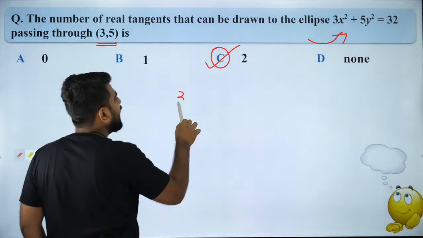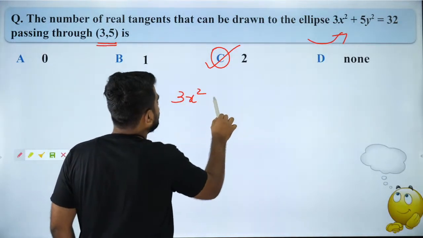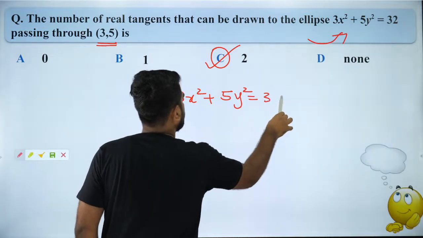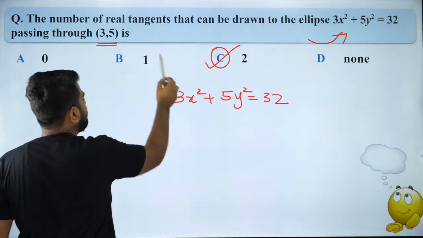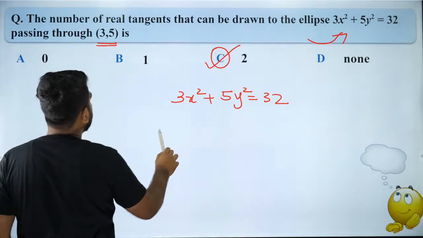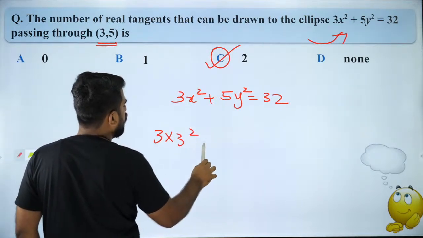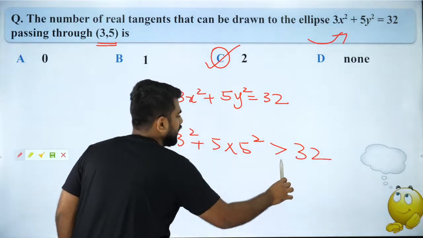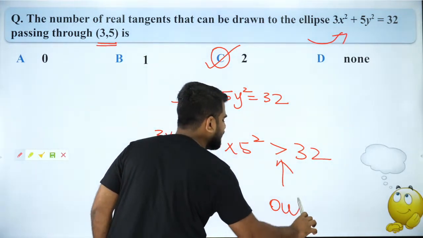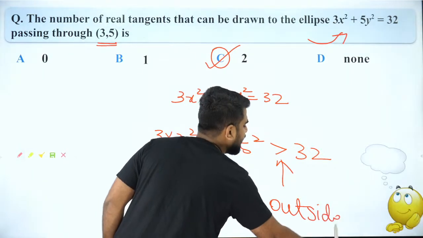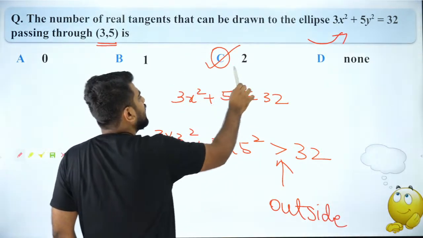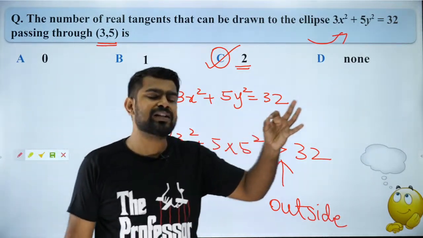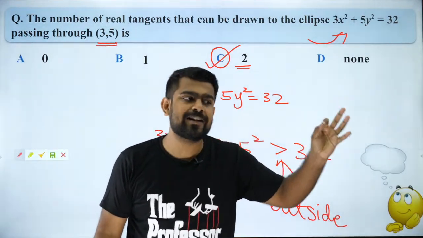Here, if I have an ellipse like, let's say, 3x square plus 5y square is equal to 32, I want to know what will happen if I put 3, 5. If I put x as 3 and y as 5, what will I get? Will I get greater than 32? Whenever greater than comes, that means the point lies outside. And if the point lies outside, I know for sure that I can draw 2 tangents. What is the difficulty over here? Are you all clear with it?